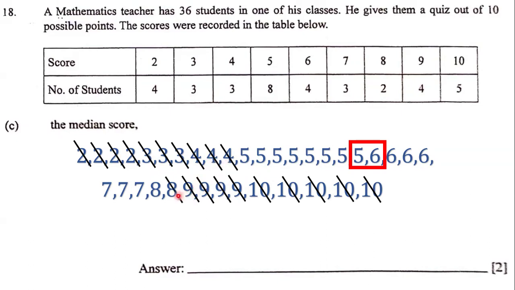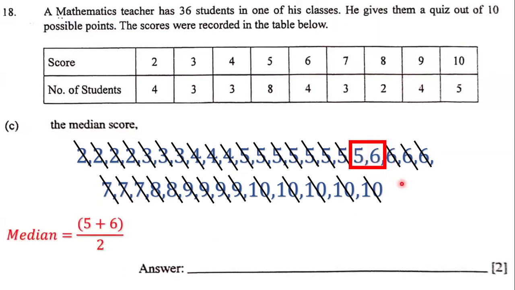This 5 goes with this 8, so those 2 cancel. This 5 goes with this 7, so those 2 cancel. This 5 goes with this 7, so those 2 cancel. This 5 goes with this 6, so those 2 cancel. This 5 goes with this 6, so those 2 cancel. And so we are left with 5 and 6 in the middle.